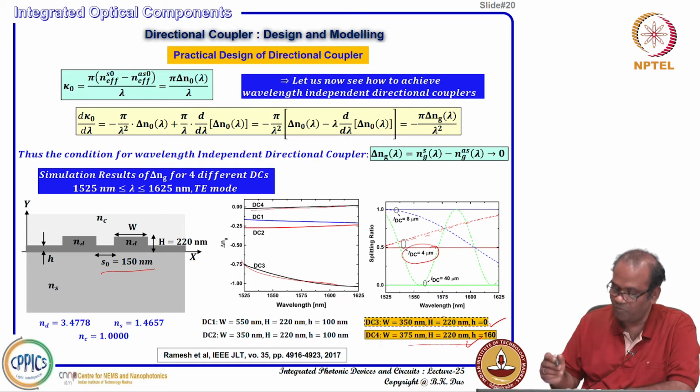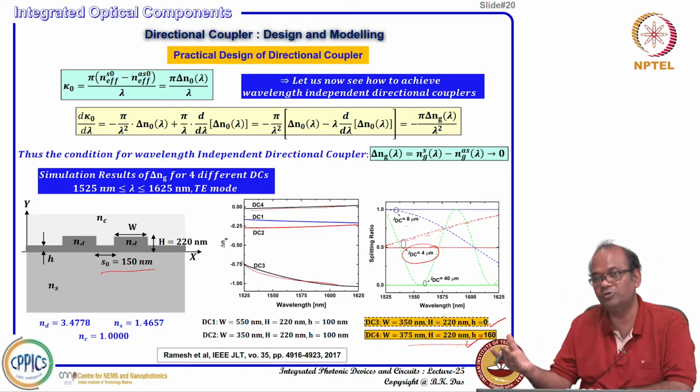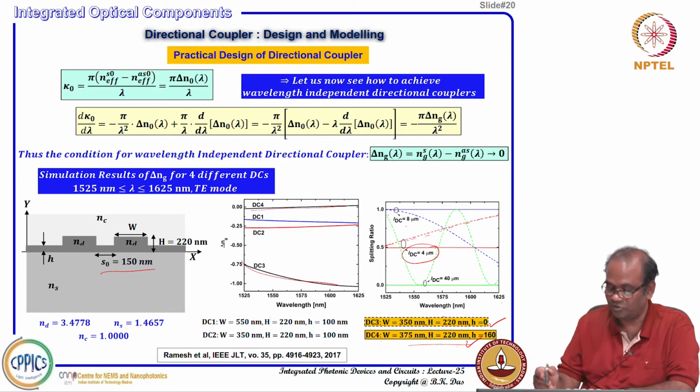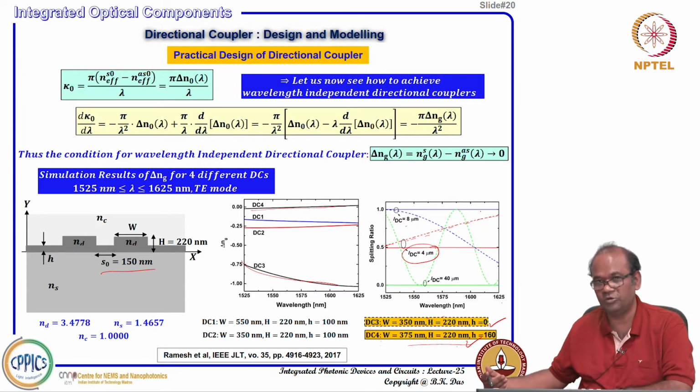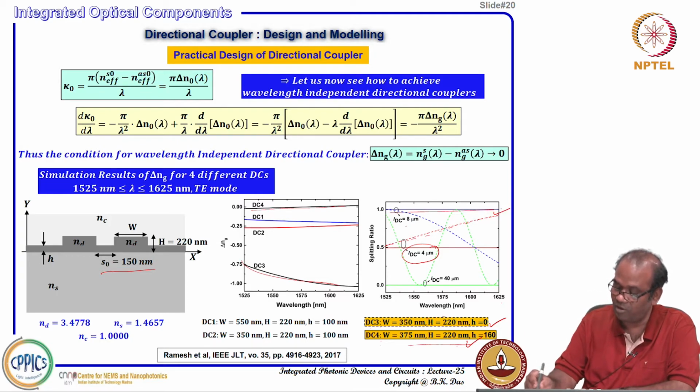Now, if you go for the same two structures, DC3 and DC4, for 8 micron, you see longer length. 4 micron is 3 dB, so if you double it, that will be complete cross coupling. So, you see splitting ratio 1, that means one port will completely take up the power and the other port will be 0. It is complete cross coupling to the second waveguide. That is what it is showing, and they are wavelength independent.